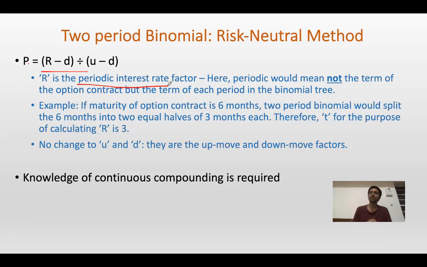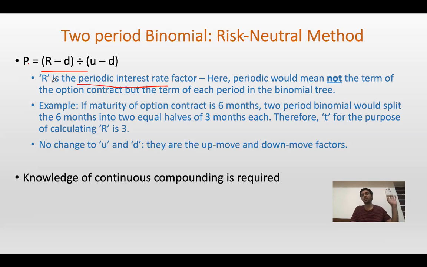Since the option contract was a 6-month contract, what I first did was multiply 5 with 6 by 12. So 5 into 6 by 12 is 2.5%, so 2.5% for 6 months. And then I just added 1 to it, because I needed the interest rate factor. 1 plus 2.5% is equal to 1.025. So my R over here was 1.025, in the single period method.